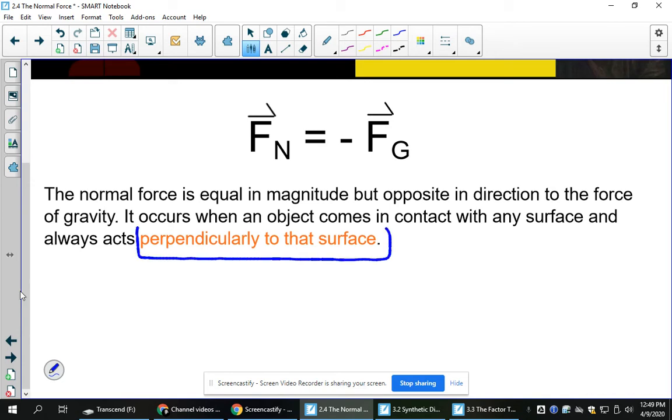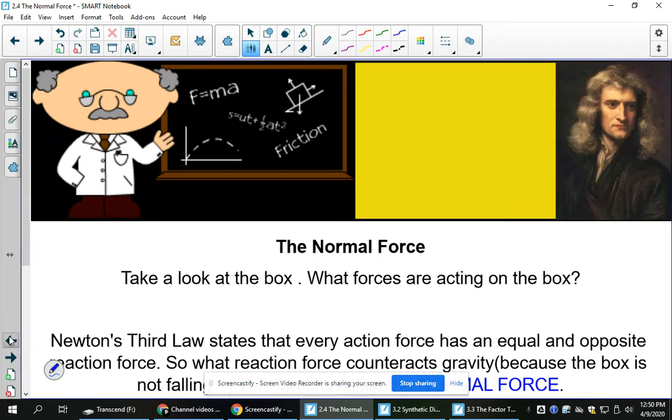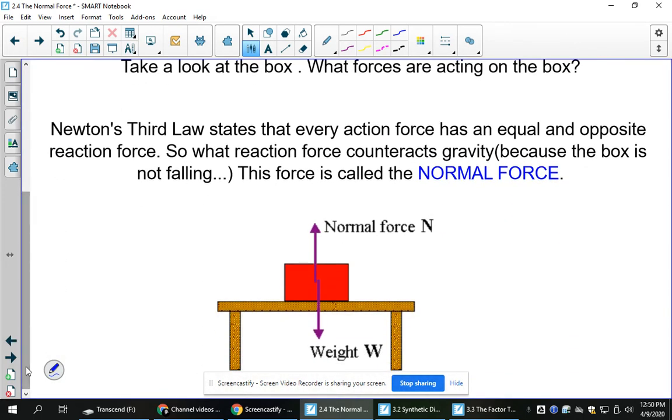The normal force acts perpendicularly to the surface that the object is on. So in our first example with that box sitting on the table was a direct horizontal table, and the normal force was acting perpendicular or at a 90-degree angle to that table. So if you want to see that drawn out, there's your 90-degree angle to the perpendicular table there.